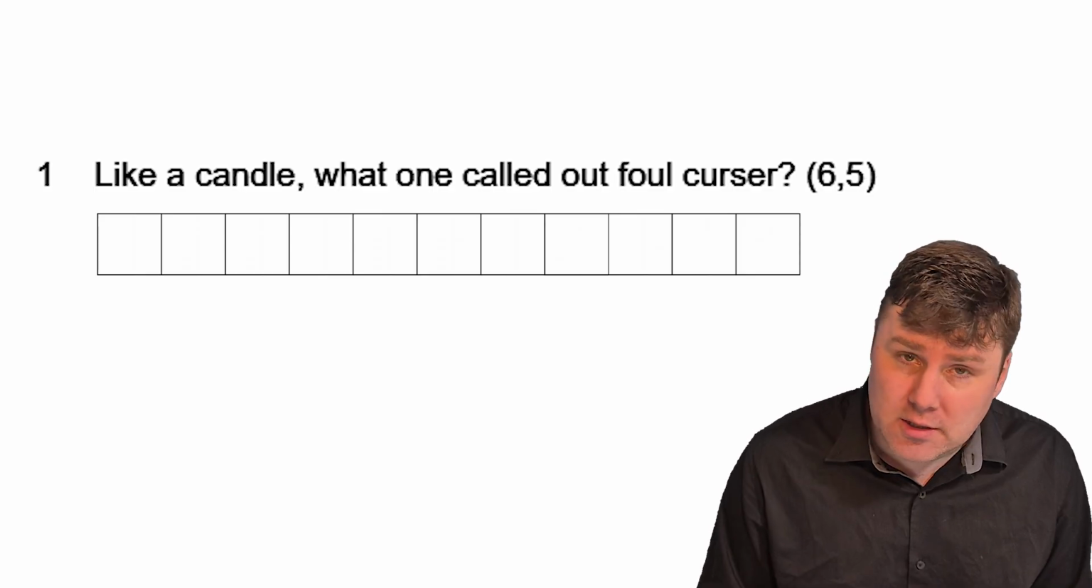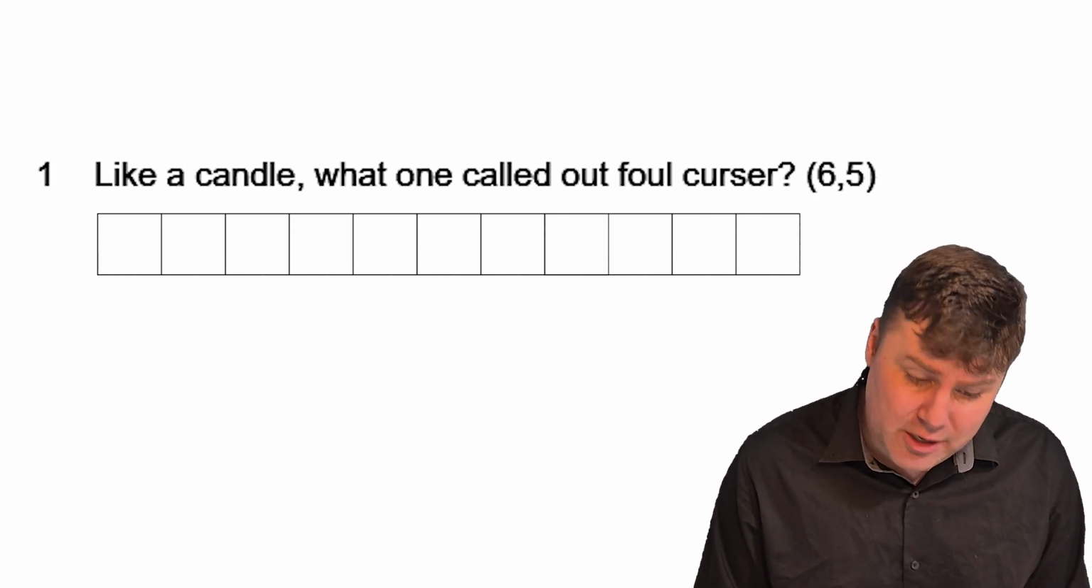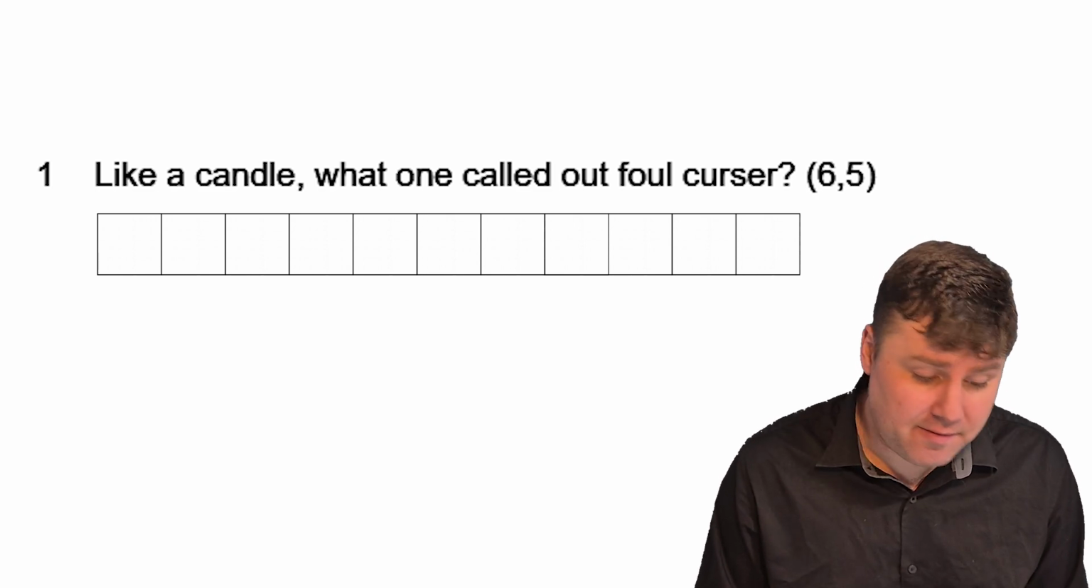Clue 1 across is: like a candle, what one called out foul cursor? And it's a 2-word answer of 6 letters and 5 letters.